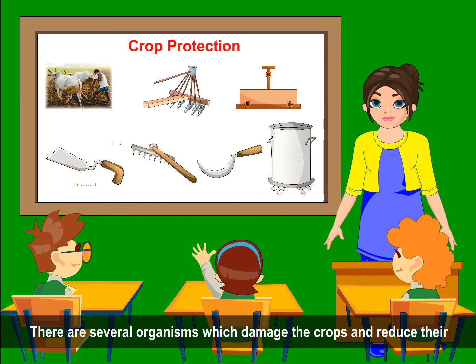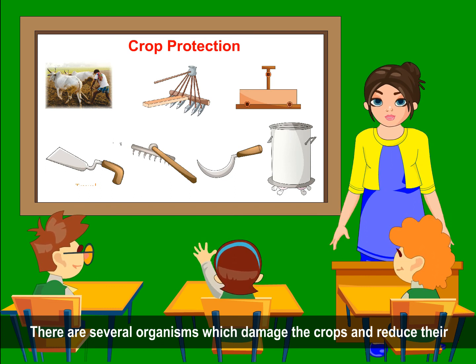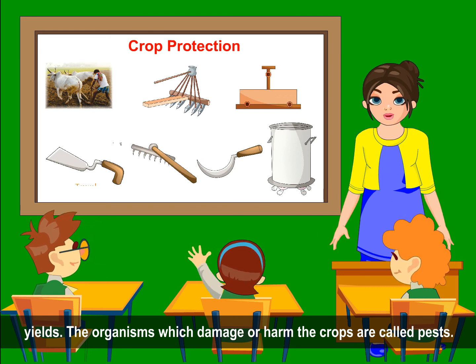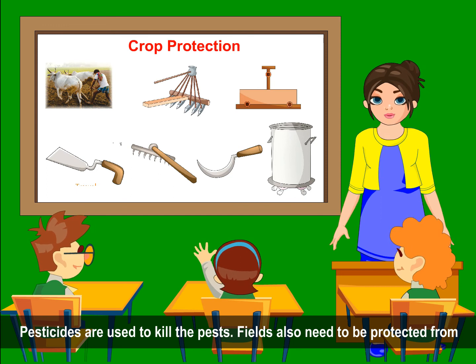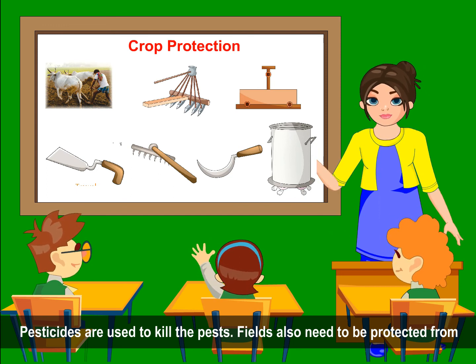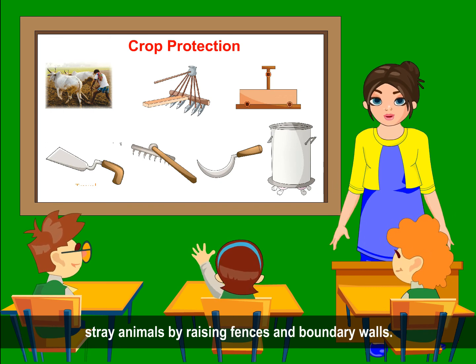Crop protection. There are several organisms which damage the crops and reduce their yields. The organisms which damage or harm the crops are called pests. Pesticides are used to kill the pests. Fields also need to be protected from stray animals by raising fences and boundary walls.